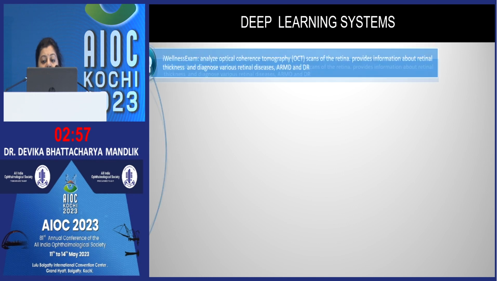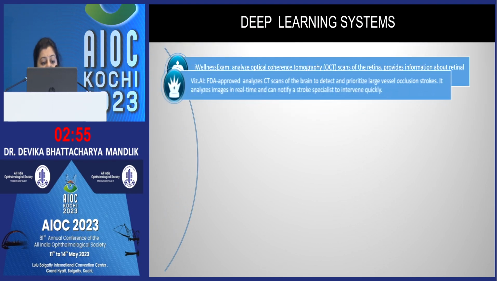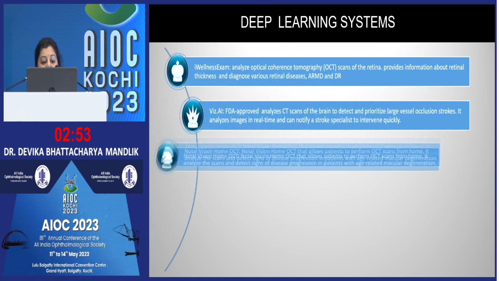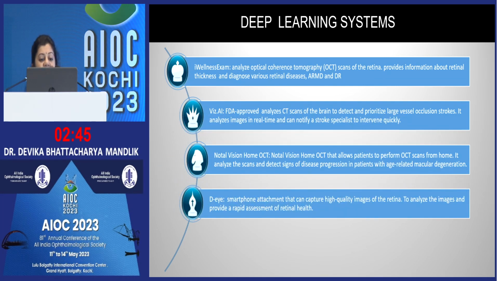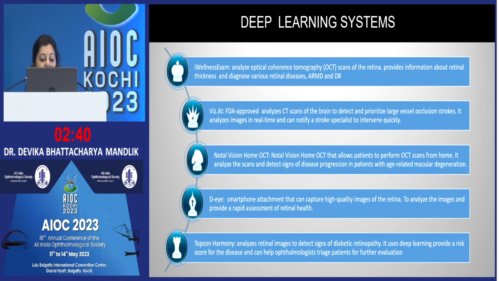Then we have the deep learning systems. We have Eye Wellness Exam, which analyzes OCT scans for the retina and diagnoses ARMD and DR. Then we have Viz.ai, which analyzes CT scans in real time to detect brain stroke and prioritize large vessel occlusion strokes. We have Notal Vision Home OCT, which allows patients to perform OCT scans at home for the detection of disease progression in patients with ARMD.